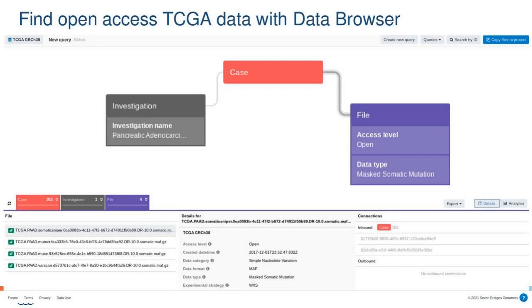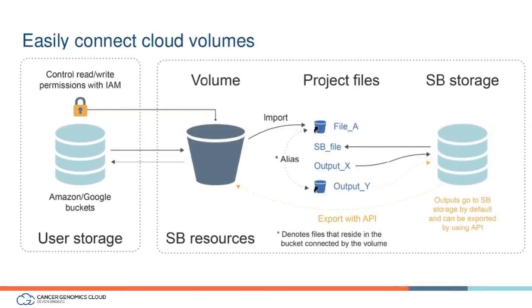We want to find all the cases. And then we want to find files that are open, as well as the data type is the masked somatic mutation. And the result on the bottom left is 4 files, which represent the 4 different variant callers that the Genomic Data Commons used to create these results for us. So we can then copy those files to the project and start to do our analysis.